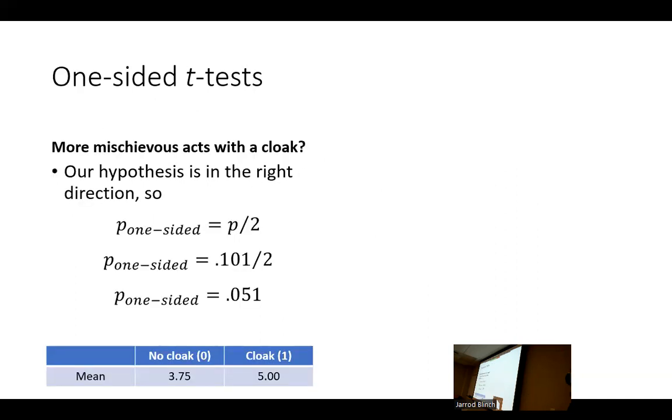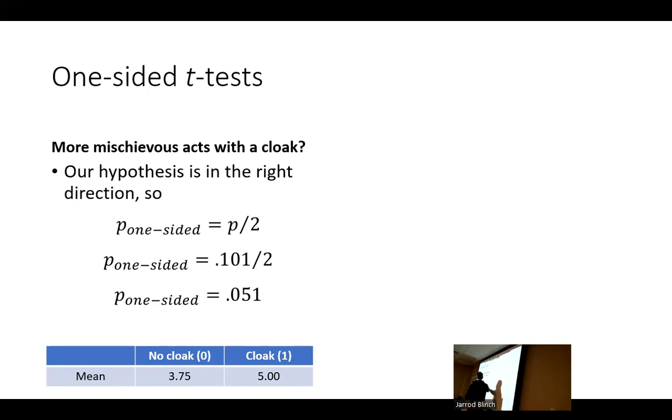So what do you do if you're doing a one-tailed t-test? Well, unfortunately, in SPSS, you can't say one-tailed. I'm unsure why, but the math is fairly straightforward. Everything stays the same. Your t-value, your Cohen's d sub s. The only thing that changes is your p-value.